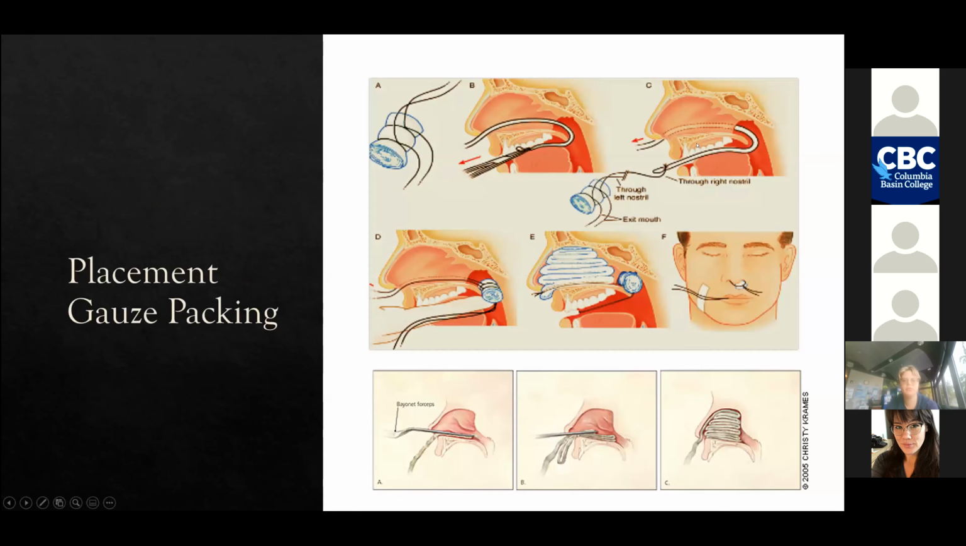reassure the patient. So the first one that I'm going to talk about is just gauze packing.